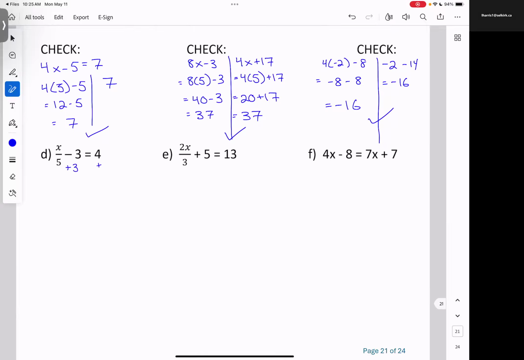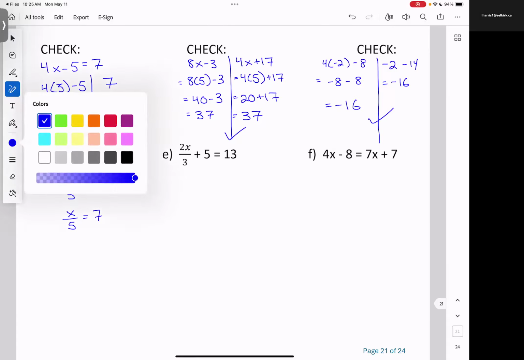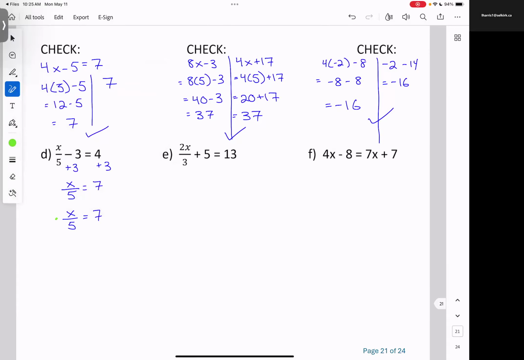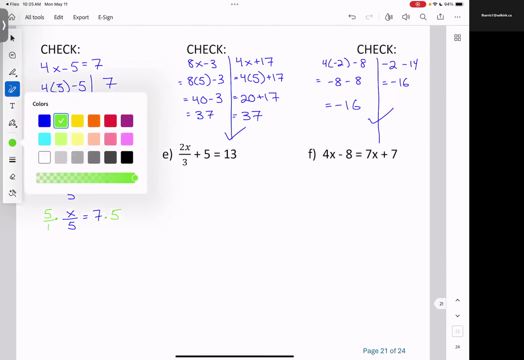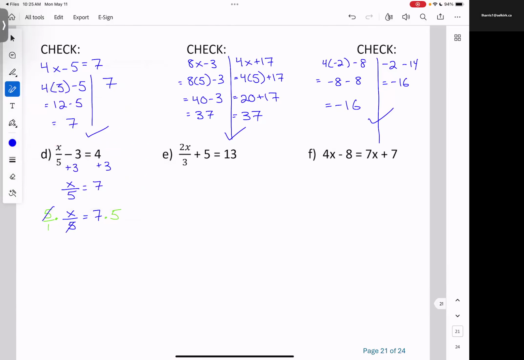So I'm going to start by gathering my x's on one side and everything else on the other by adding 3 to both sides. That leaves me with x over 5 equals 7. I want just one x, so to get that, maybe I'll do it in another line here, just for the notes. So to get just a single x, I want to multiply by 5, or 5 over 1, as you wish, same thing. Okay, and so then that leaves me, these 5's cancel, and I'm left with x equals 35.